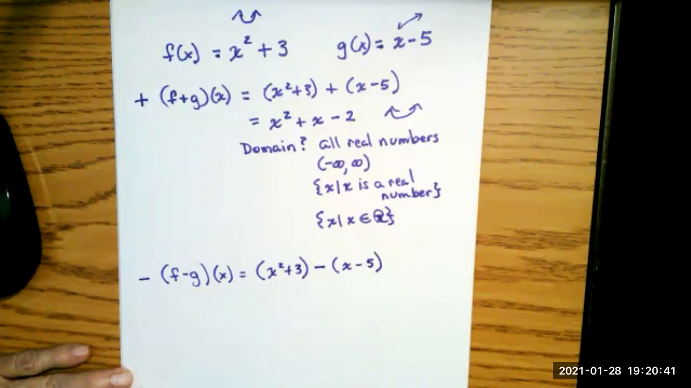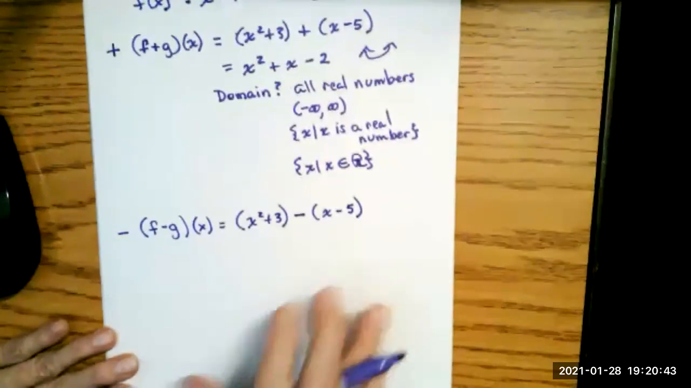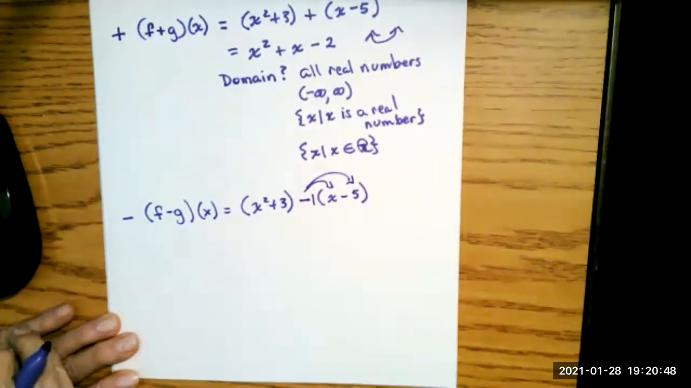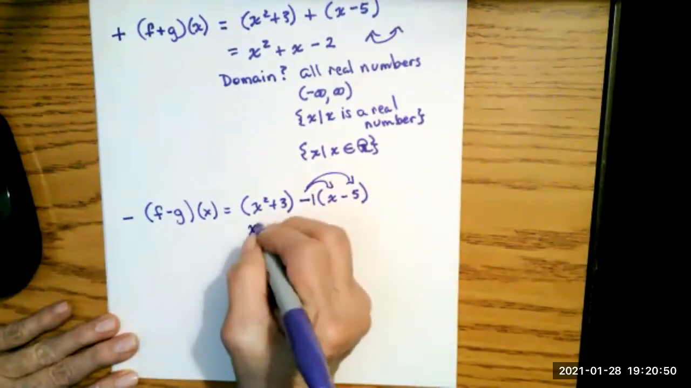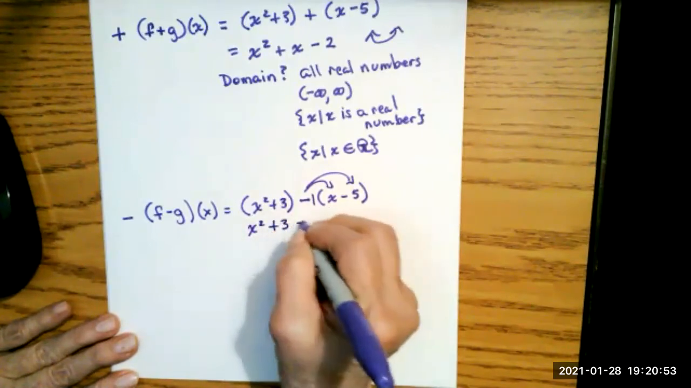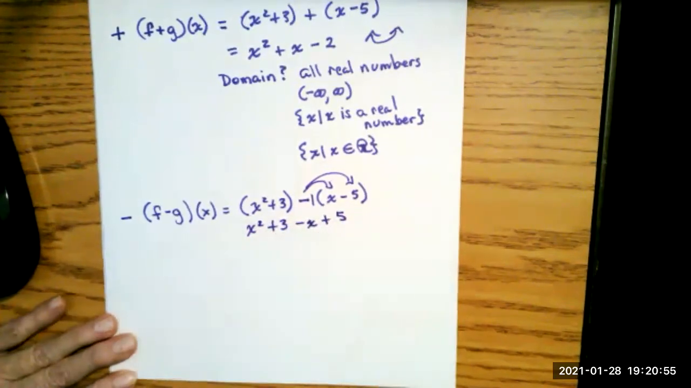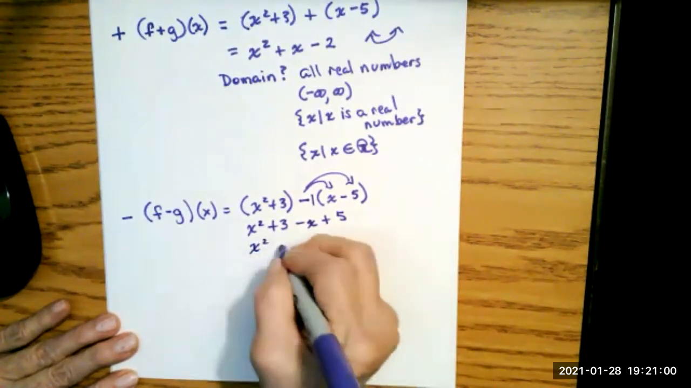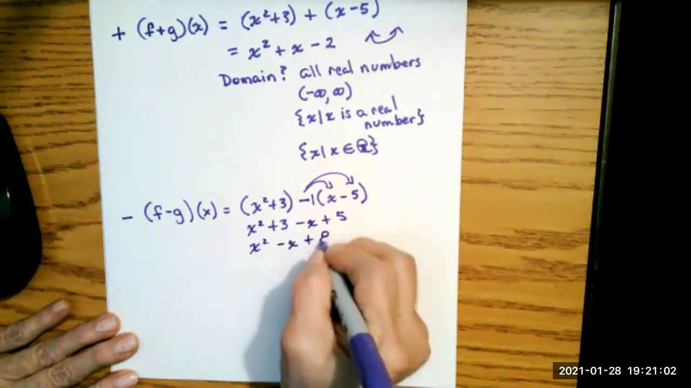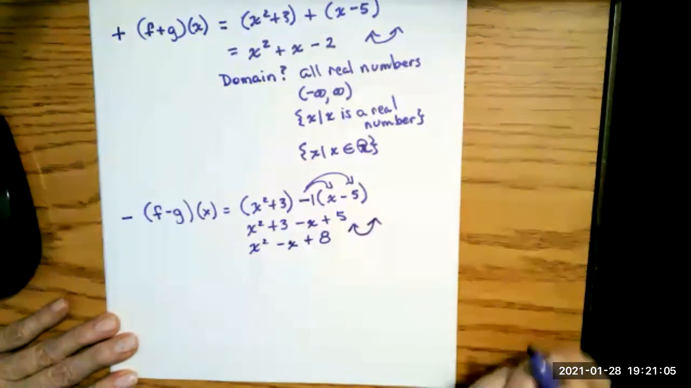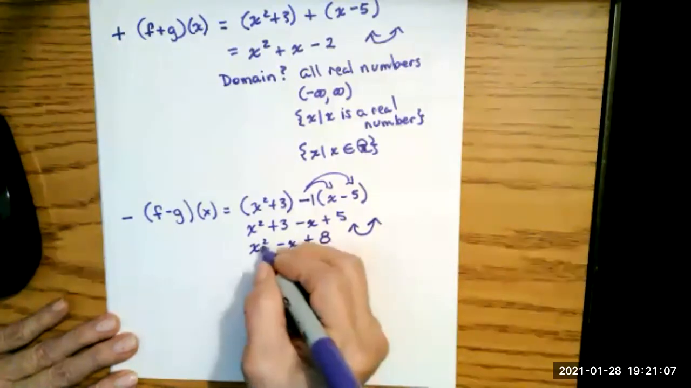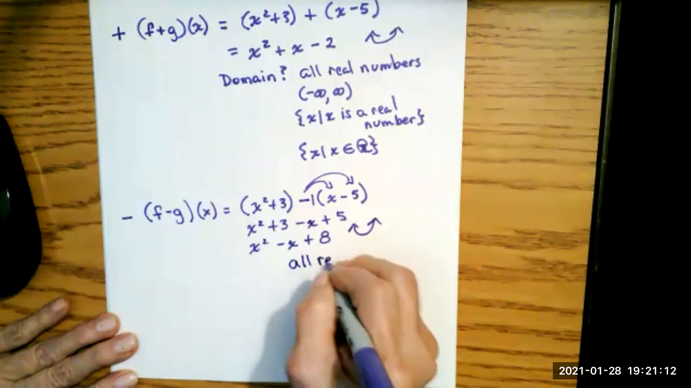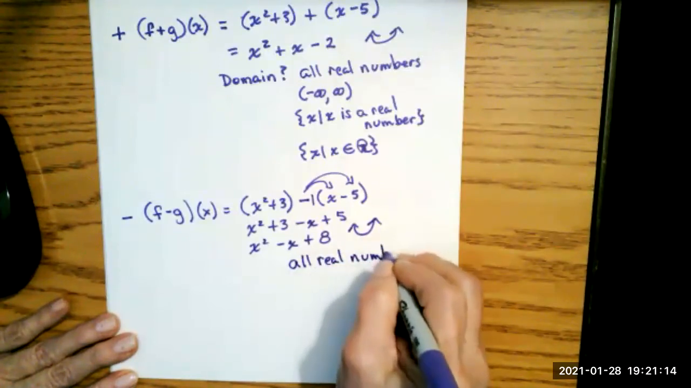Now that minus sign in front of it, we've done a couple of these. It's like a -1 there, and it's going to change those values inside the parentheses. So I'll have an X squared plus 3 minus X plus 5. So now I have X squared minus X plus 8. That is a parabola because it has that X squared term. So my domain is all real numbers.